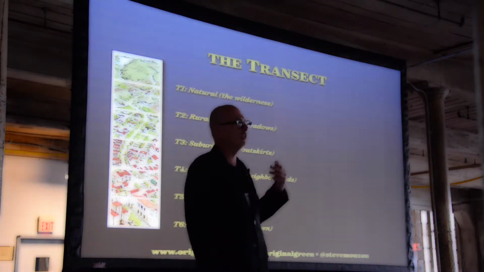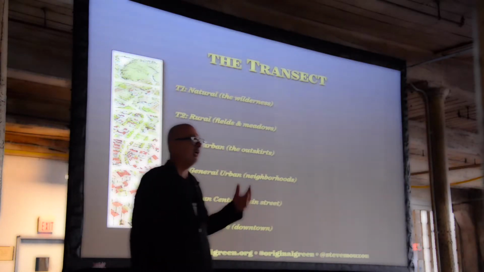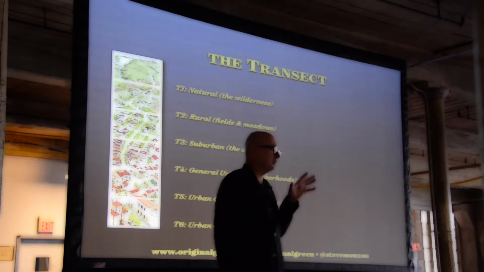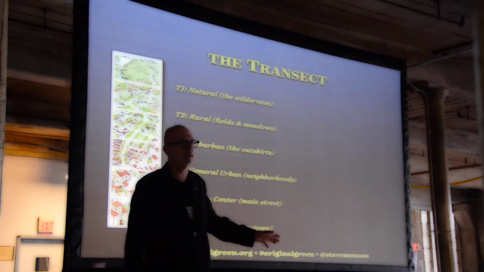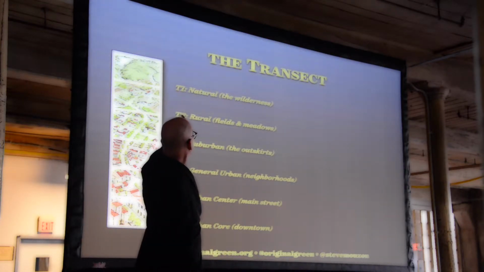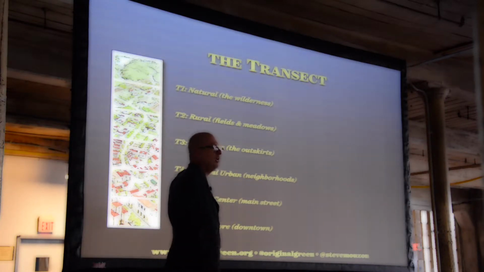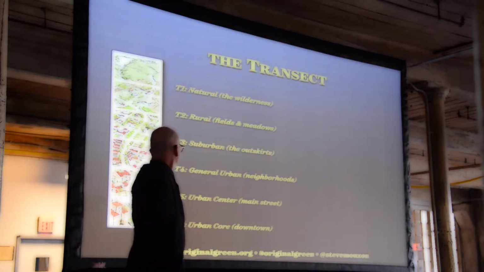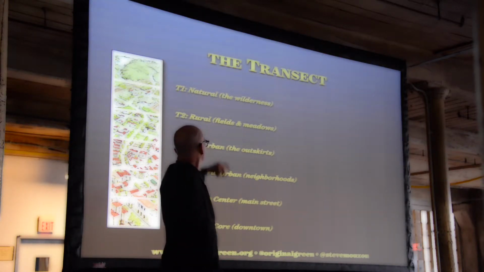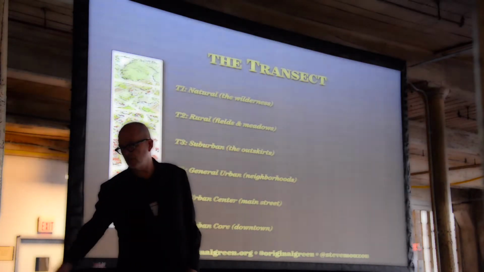There's a system called the transect. It's something that we've been working with as urbanists for about a decade now. People in the biological fields have known about this system, a system of managing the natural environment, for more like 100 years. But basically the idea is that you can put everything in order from T1, which is natural or the wilderness, all the way to T6, which is the urban core. Not every city has T6, but everybody's got a main street, which is T5, and then there's the general urban neighborhoods, the suburban, which is outskirts, and T2 rural, which is fields and meadows. I'll talk more about this in a minute.